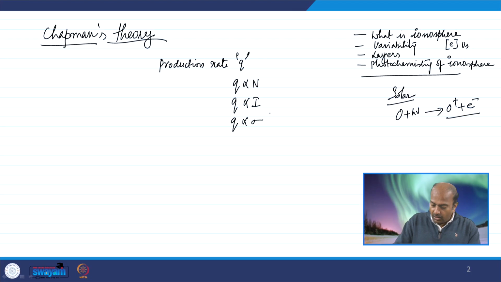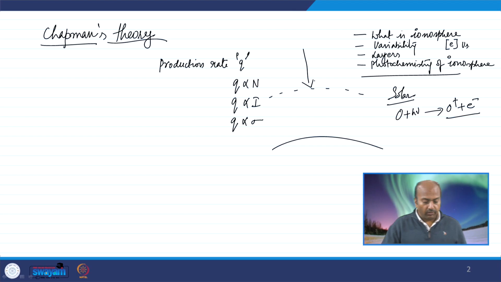Now, at the top of the atmosphere, let's say you're talking about the beginning of the atmosphere. The electromagnetic radiation is coming like this. At the top of the atmosphere, the rate is very small as there are fewer atoms and more photons. Like I said, you have these two numbers, let's say number 1 and number 2.